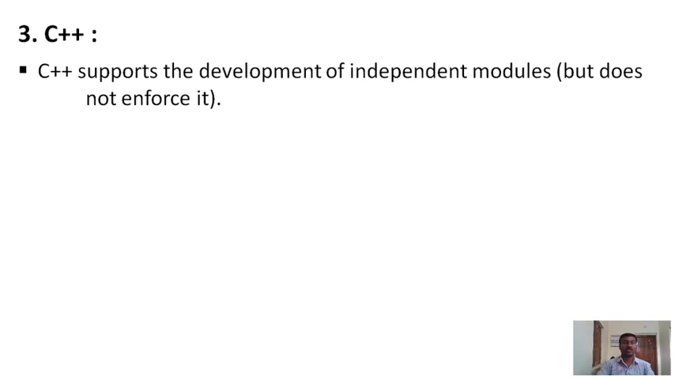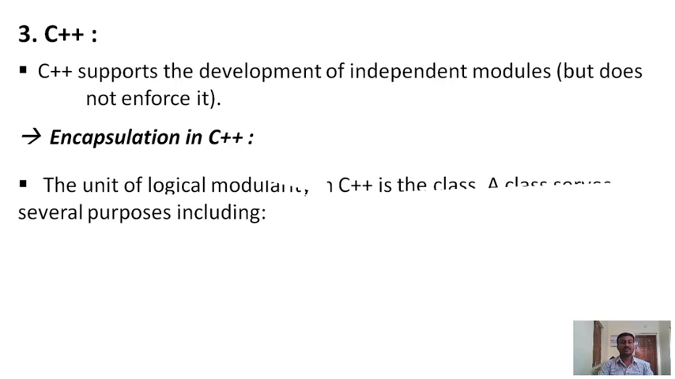Then we are going to discuss the next language, C++. In C++, how do they support this? C++ also supports the development of independent modules, but it does not enforce it. So how? With the help of different concepts. In that, the first concept is encapsulation. Already we discussed what is meant by encapsulation, nothing but wrapping up of data. How is it possible to get all the elements together in C++? With the help of classes.